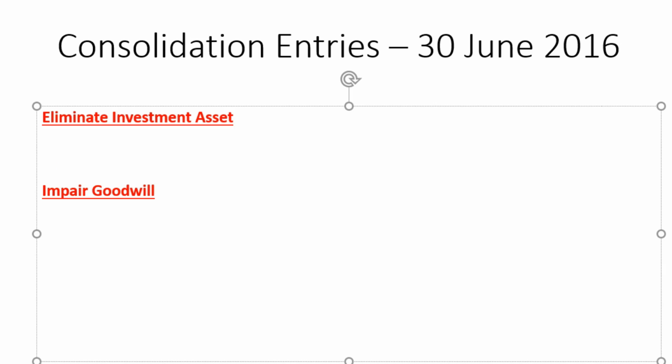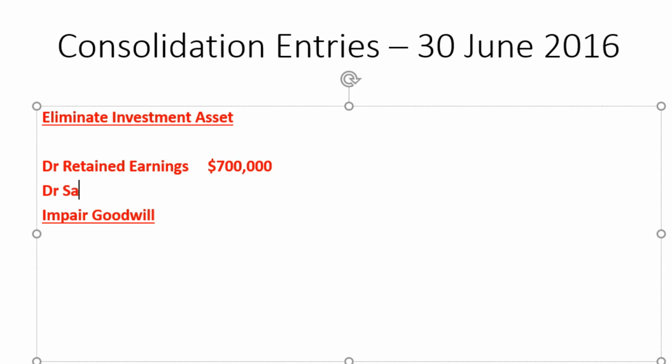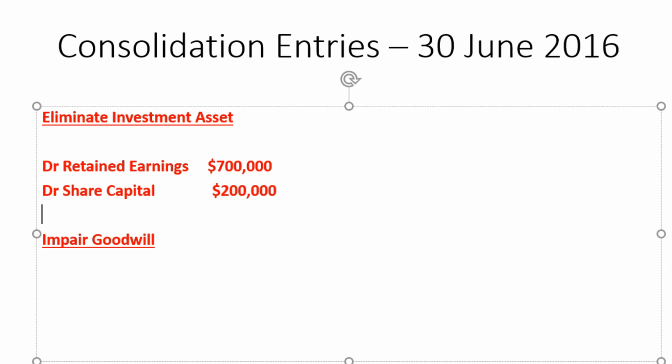So we'll start off recording the equity, or debiting the equity to eliminate it. I have debit retained earnings. We know that amount is $700,000 from the question. Debit share capital, which was $200,000 from the question again. And we're going to recognize the $100,000 of goodwill.